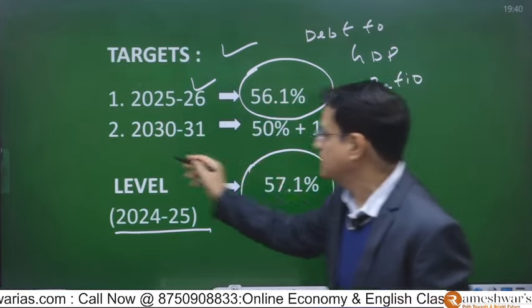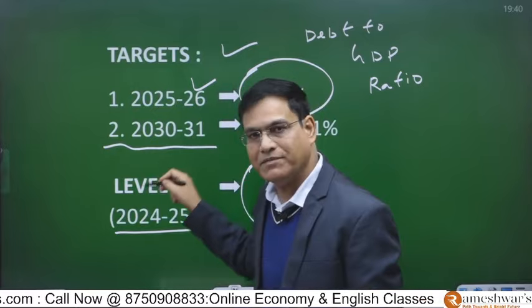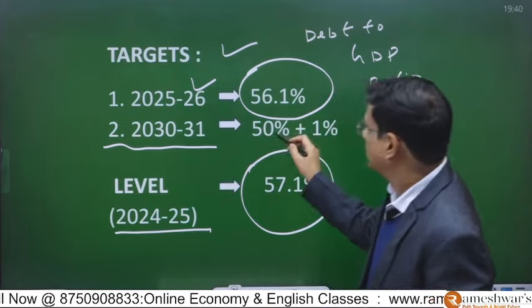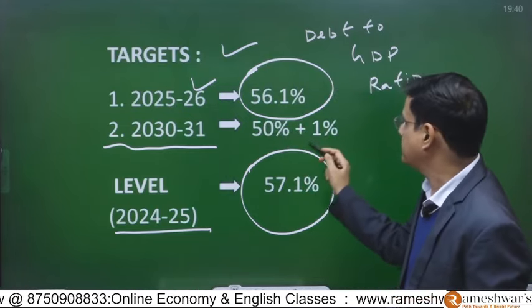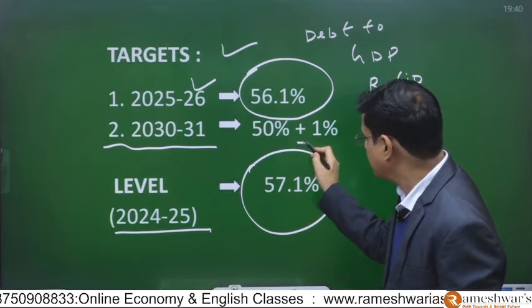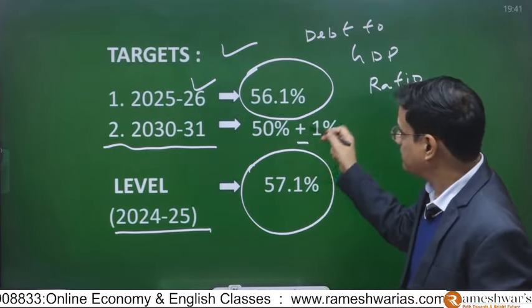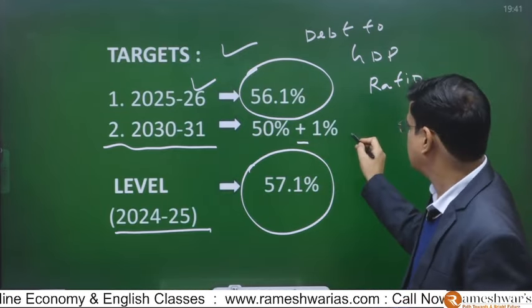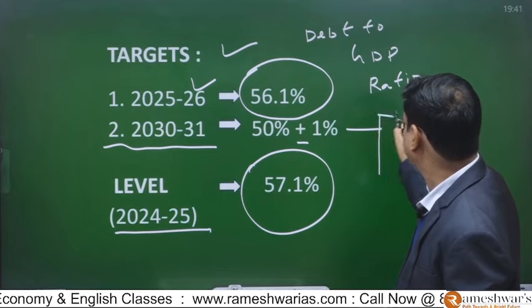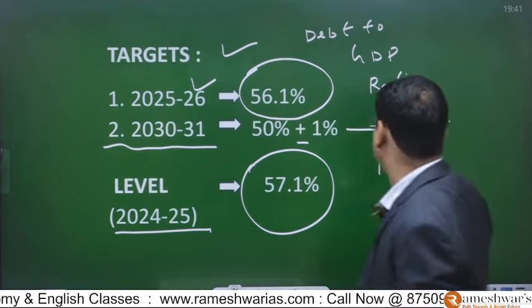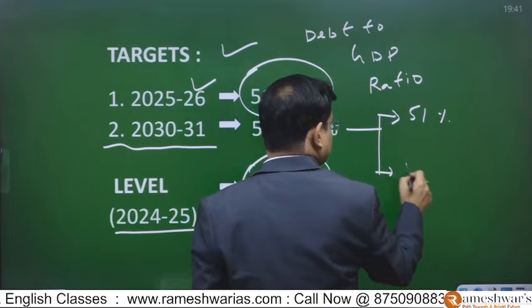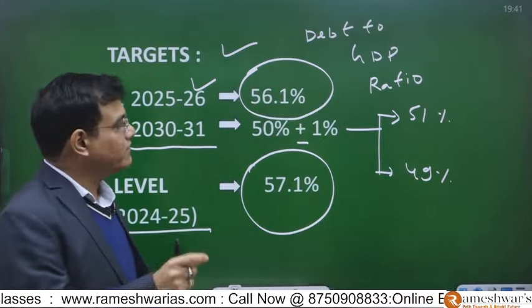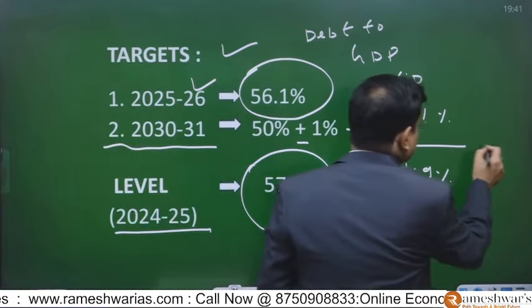Now for this year, this is the terminal year, and by the end of this year, we want to achieve this goal: 50% plus 1% and also minus 1%, right? 50% plus minus 1%. So if you go by this mathematics, it would be 51% at the higher end and 49% at the lower end. So the government is going to get a flexibility of 2% here.